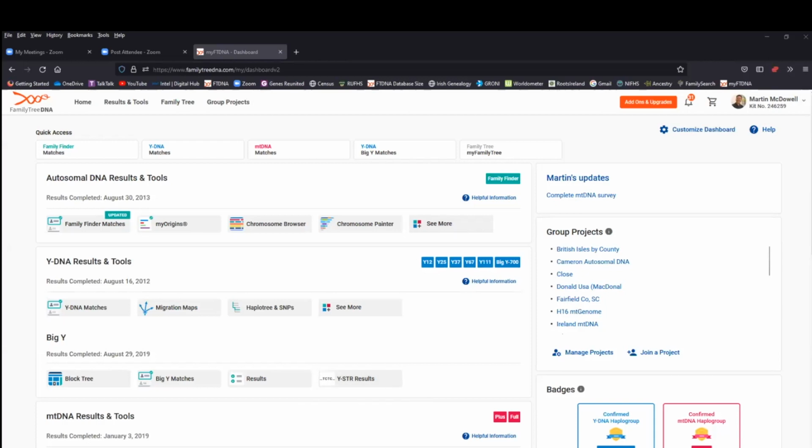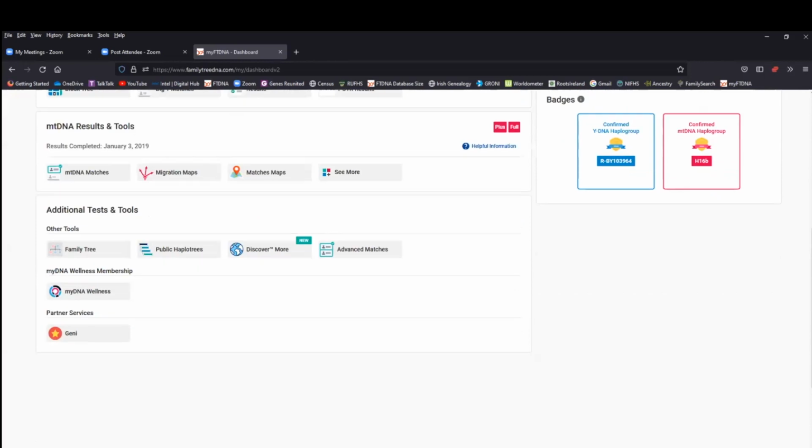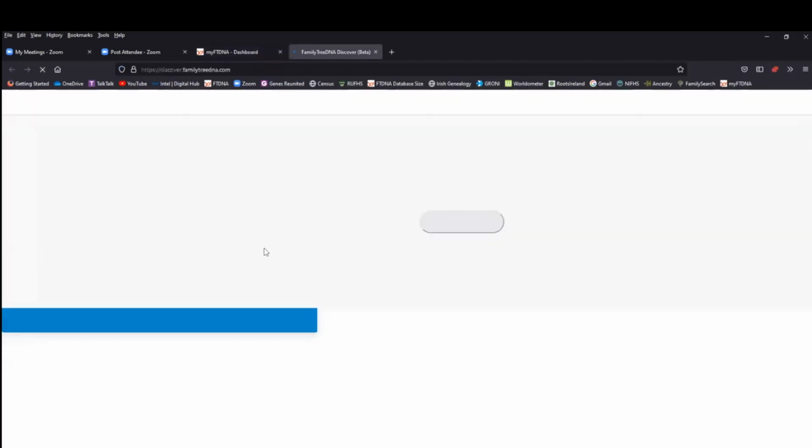If you go to your home page, even if you haven't done Y or your mitochondrial, it's down here in your additional tests and tools section. So it says Discover More, and it's in beta version at the moment. So they're trying it out to see what it's like. If you click on that, that just takes you straight into it.